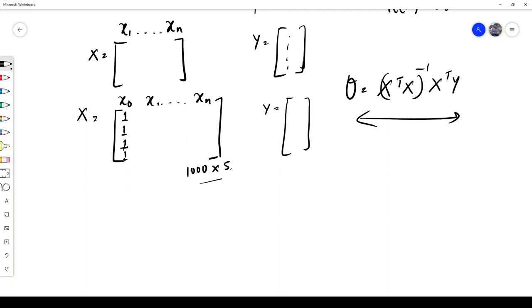When you're working with regression, you might face problems where the number of features can go into hundreds. In that case, when you do 100 cross 100 and try to do the inverse, it becomes computationally very, very expensive. So it is never used. People do not prefer using that because it is computationally expensive, and that's why people prefer using gradient descent.